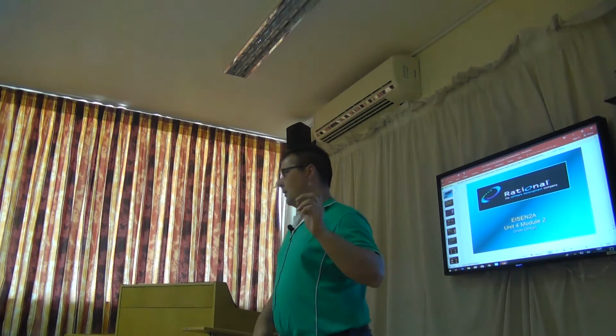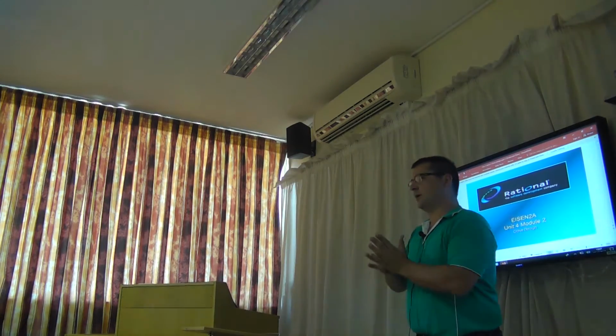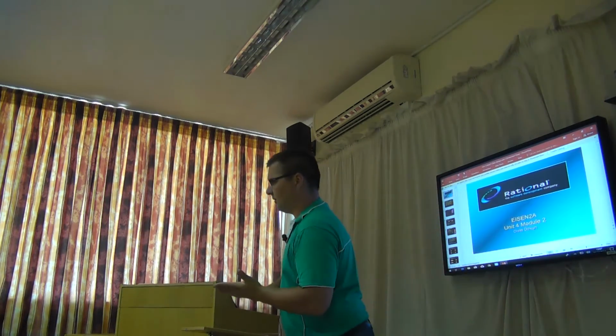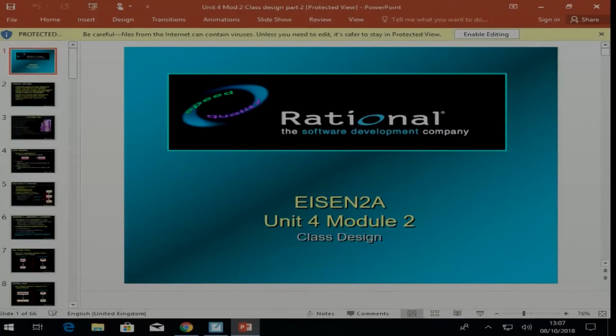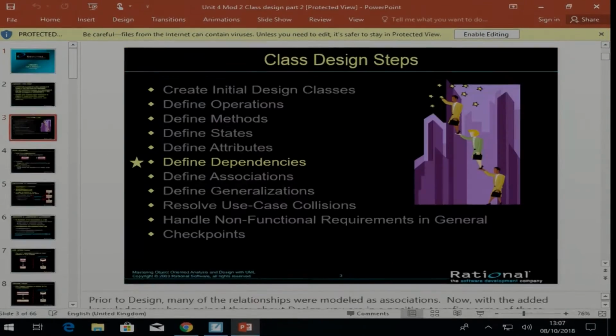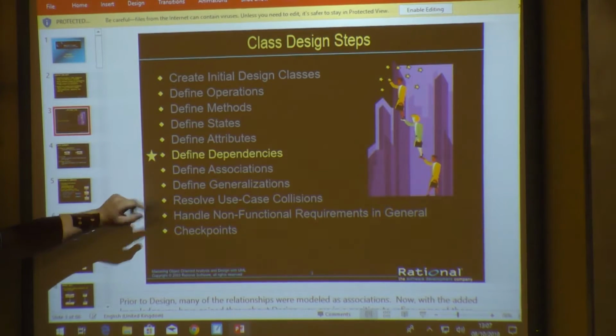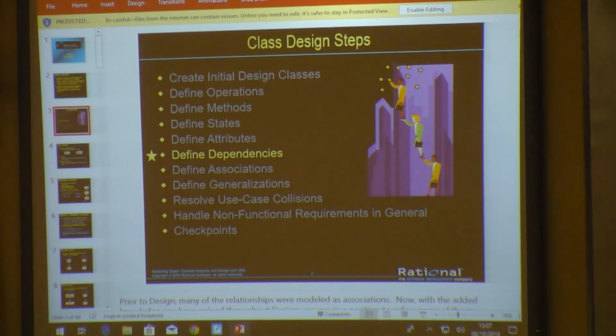This is the second portion of class design, which we're going to go through, and also the last module of this unit. So there's not a lot left. We are going to look at the last portion. We've spoken about the previous things a bit: the operations, methods, states, and attributes. Now we're going to look at the dependencies, association, generalization, and also how to resolve use case collisions.